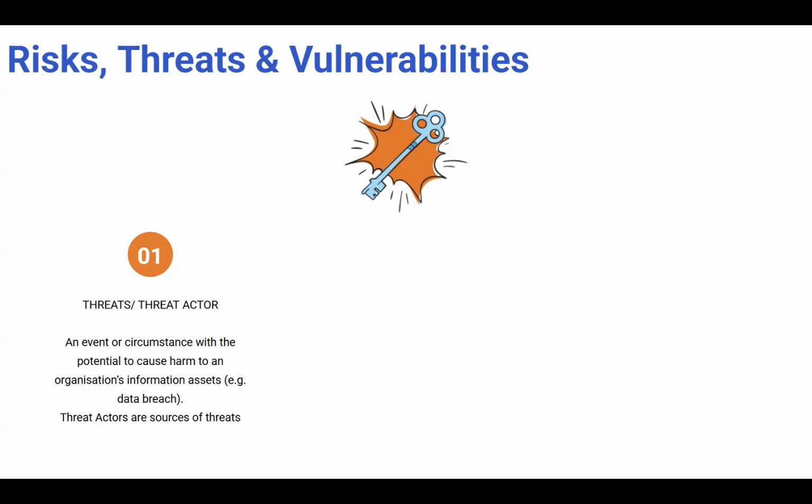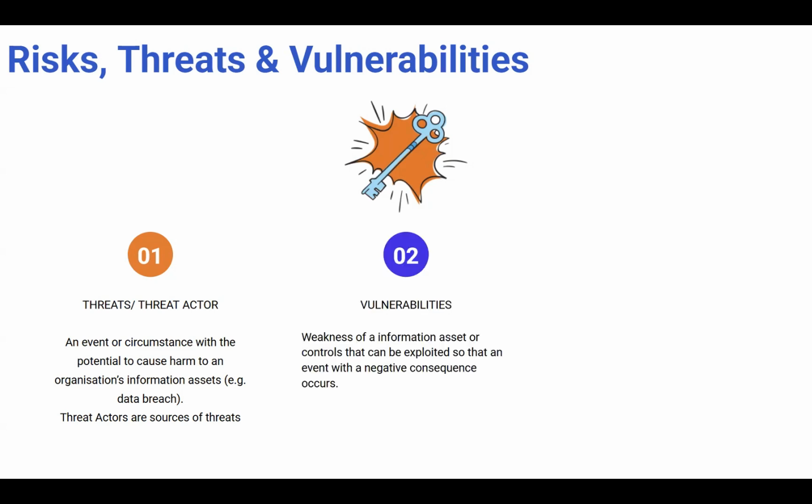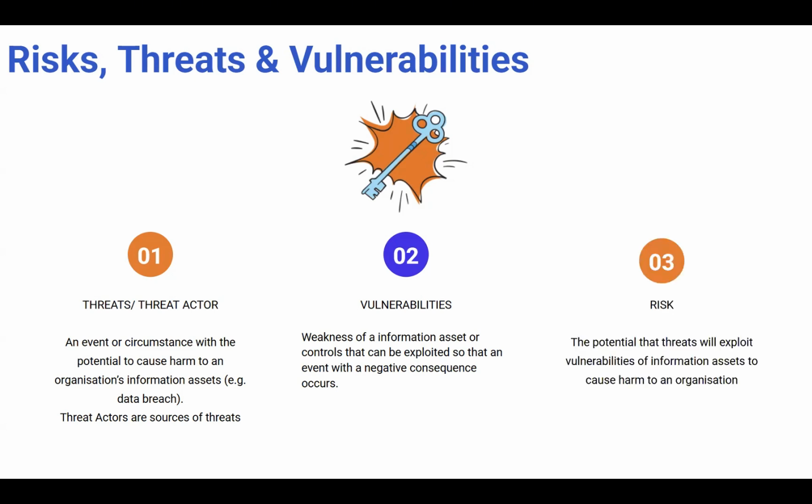We can then go further to say that threat actors are sources of threats. What are vulnerabilities? Vulnerabilities would be any weaknesses of an information asset or even the controls in an organization that can be exploited so that an event with a negative consequence occurs. And to sum it up, a risk would be the potential that threats will materialize or that threats will exploit vulnerabilities of information assets to cause harm to an organization.